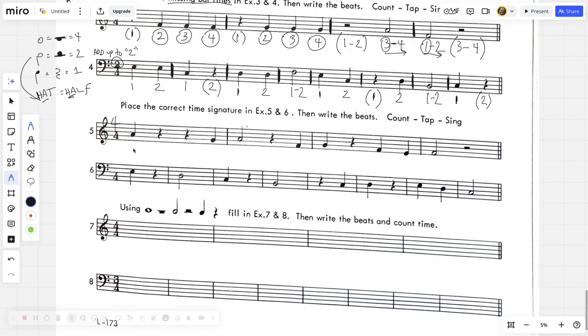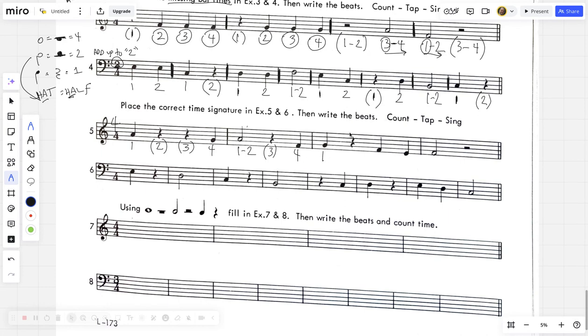Now we go through and we put the beats on. So here it is, quarter note beat 1, quarter rest on beat 2, quarter rest on beat 3, quarter note on beat 4, bar line. Half note starts on beat 1, 1-2. This is a quarter rest on beat 3. This is a quarter note on beat 4, bar line.